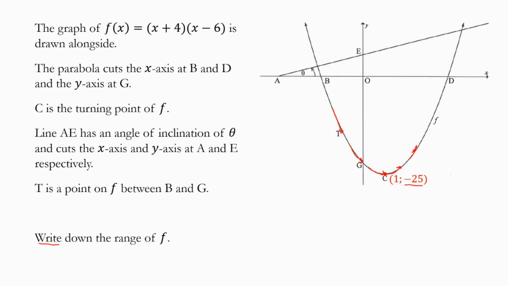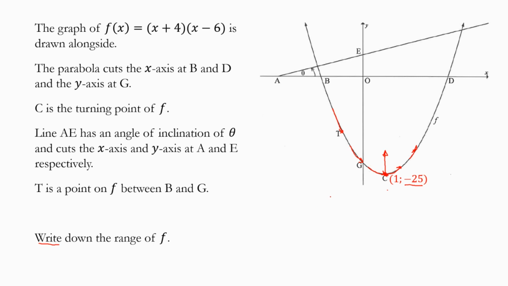So it means the y value is going to be negative 25 or more. This graph will never be below negative 25. Negative 25 is the minimum. So y is negative 25 or more. That's the range. Remember, the range is the y values, and then the domain is the x values.